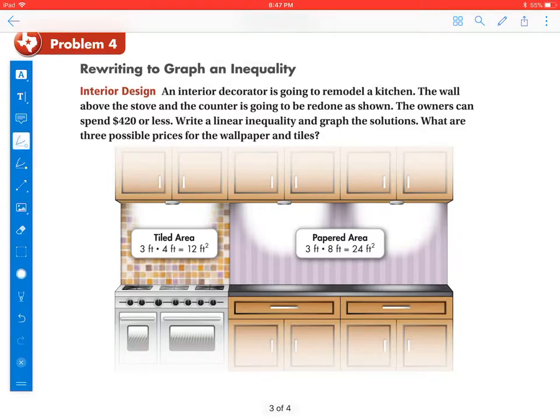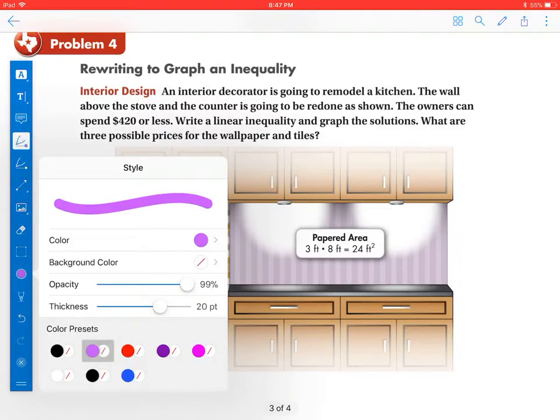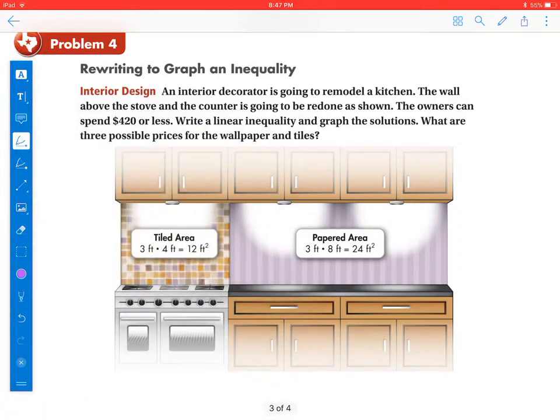Now, that being said, it says here an interior decorator is going to remodel a kitchen. The wall above the stove and the counter is going to be redone as shown. It's shown down here, and the backsplash is here. This is the backsplash, and then this is the part behind the kitchen counter.